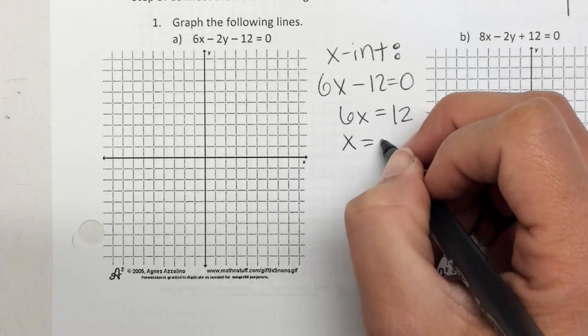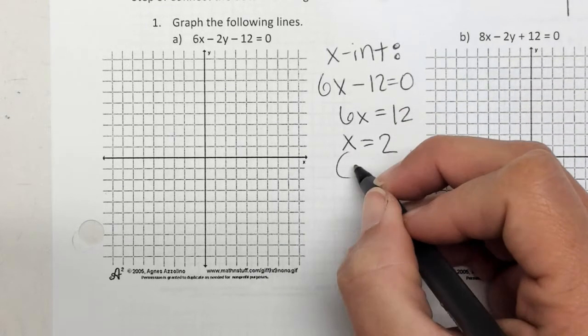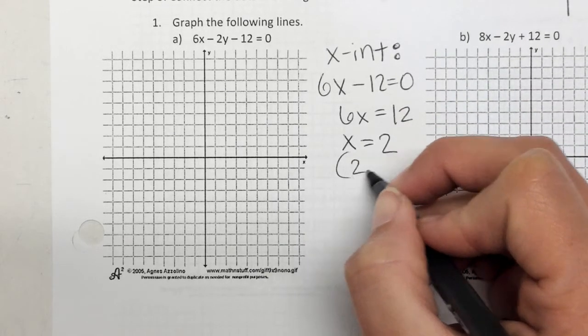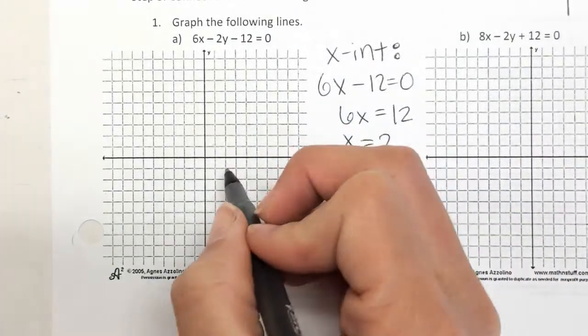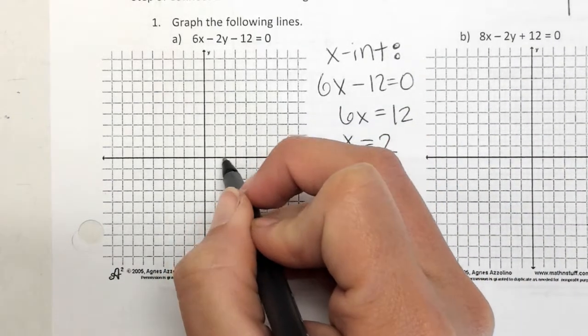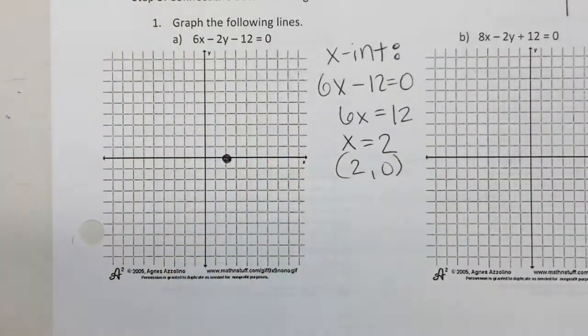And so x is what? So my coordinate point? Good, go ahead and graph that. And all of these are by ones. So that's where 2, 0 would be.